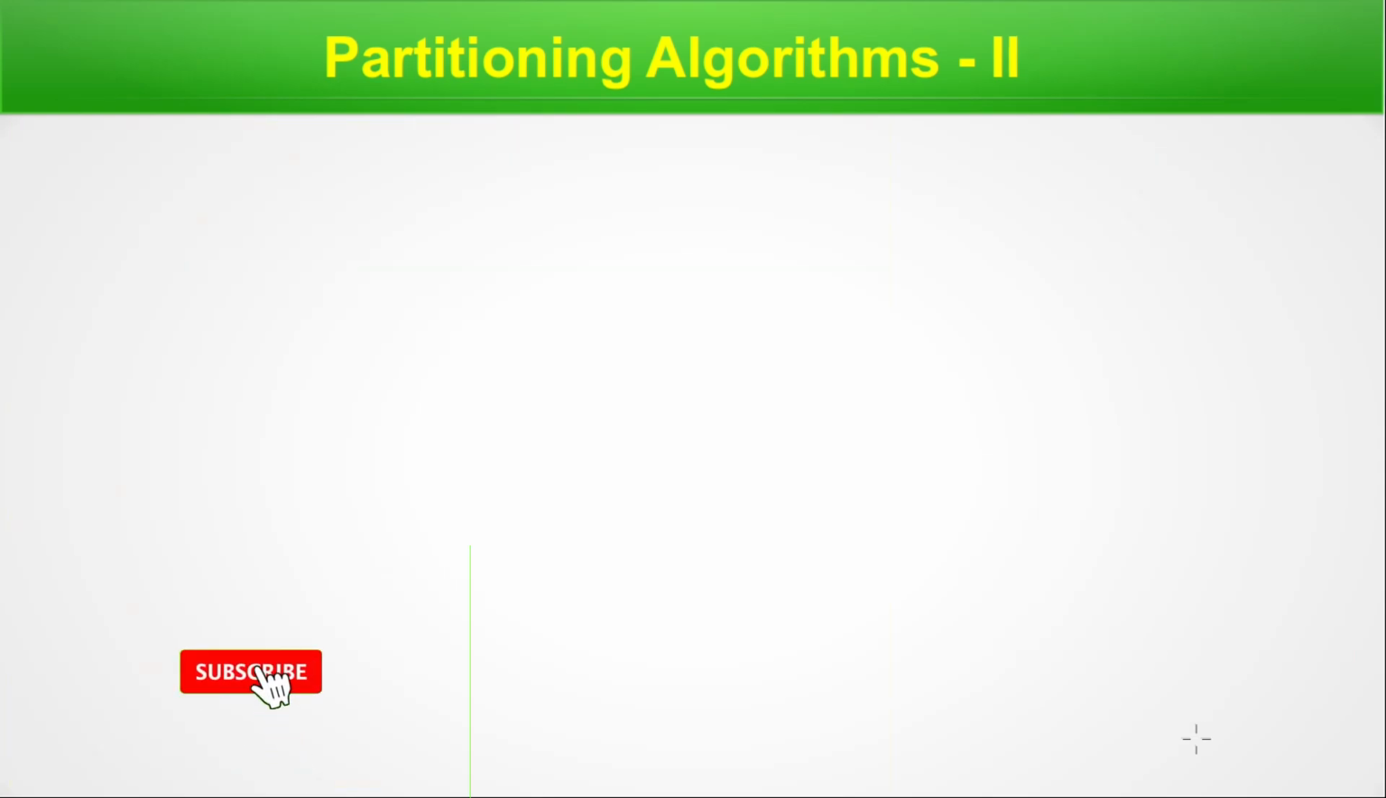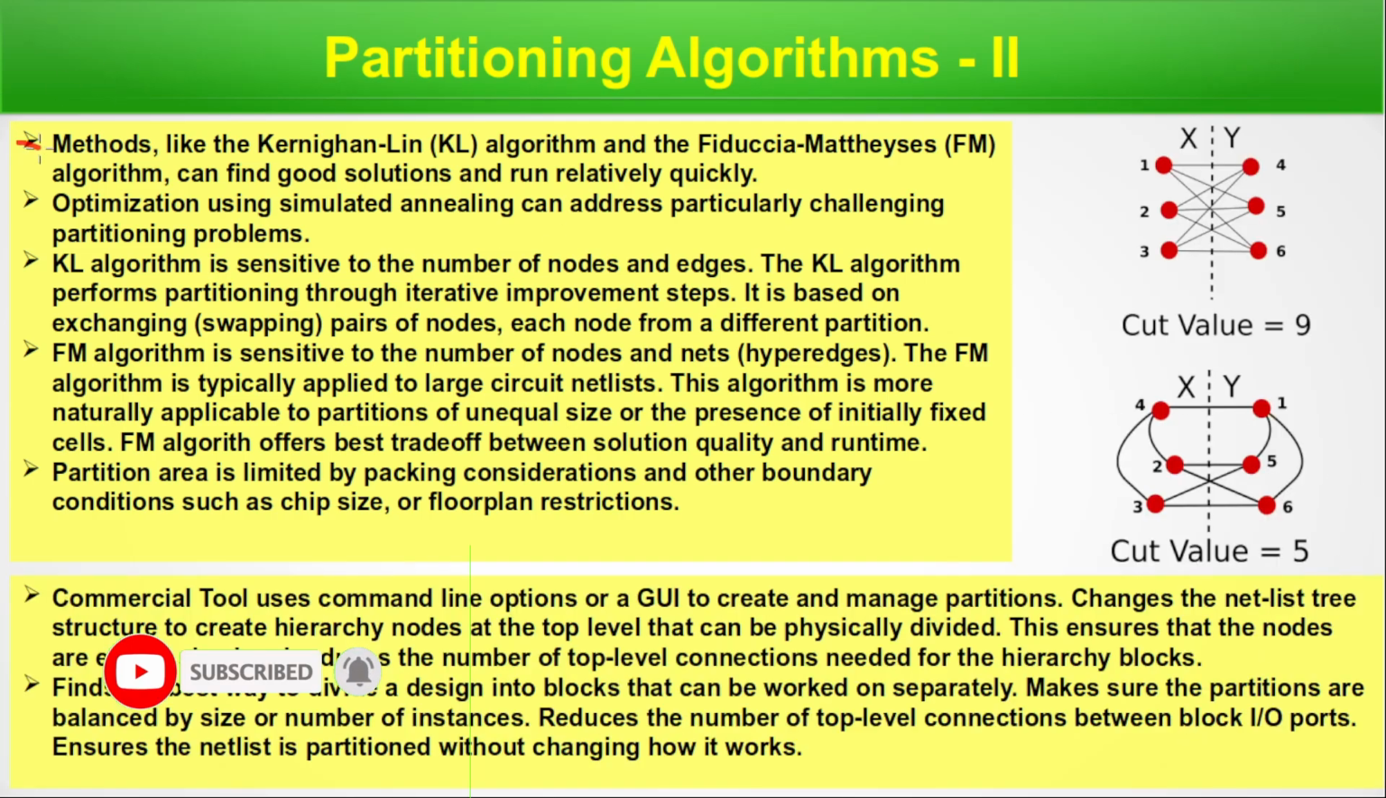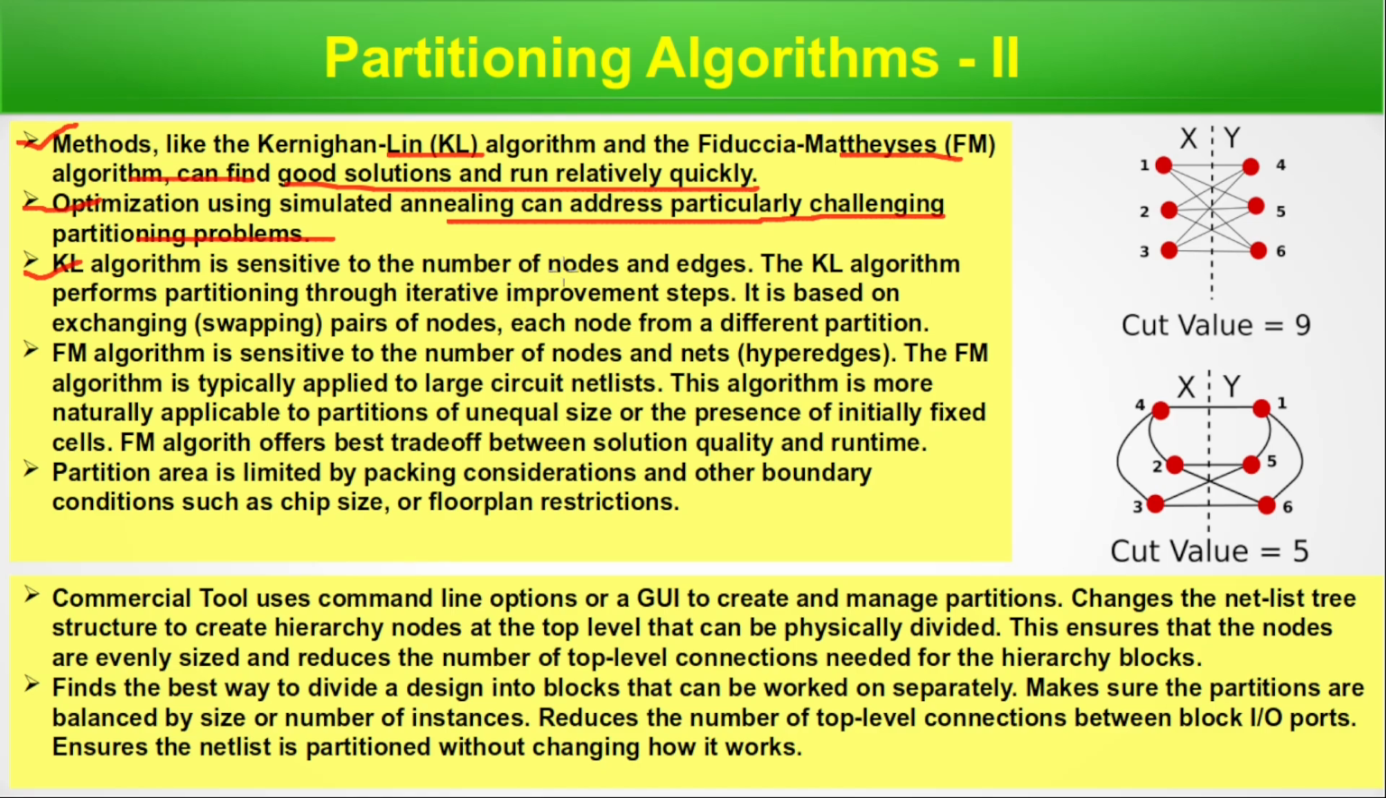Partitioning algorithm. This is the second slide on the topic. Now, there are methods which are followed, like the Kernighan-Lin or KL algorithm and the Fiduccia-Mattheyses or FM algorithm, which can find good solutions and run relatively quickly. Optimization using simulated annealing can address particularly challenging partitioning problems. The KL algorithm is sensitive to the number of nodes and edges. KL performs partitioning through iterative improvement steps. It is based on exchanging or swapping pairs of nodes, each node from a different partition.